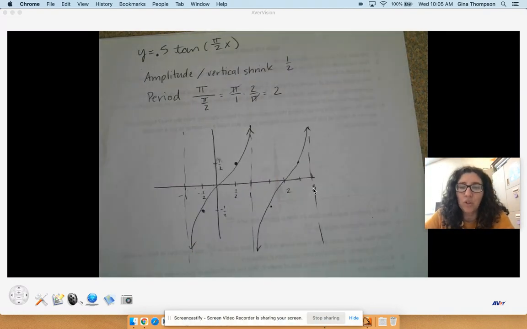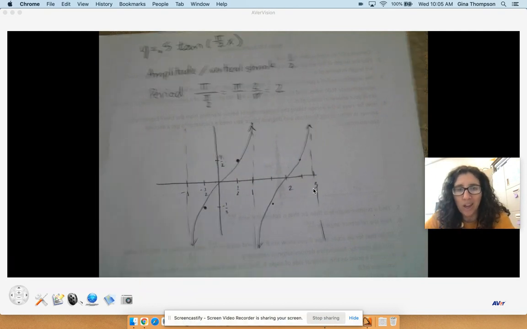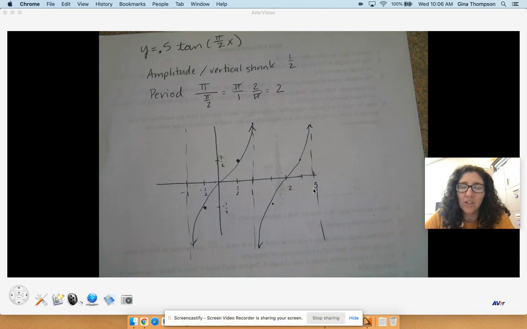I'll tell you something that we don't do very often is do vertical shifts of these. I mean, you can, but it's kind of just getting ridiculous, to be honest. Tangent graphs are not really used very often, except in trig classes. So that's a little secret. Sine and cosine, super important. You will use them forever if you go on in science or engineering. Tangent, I don't think so much.